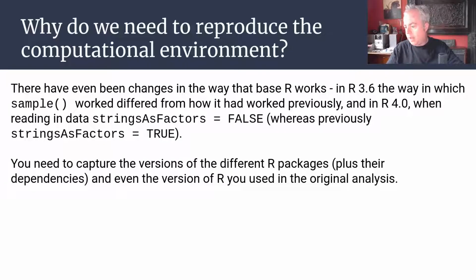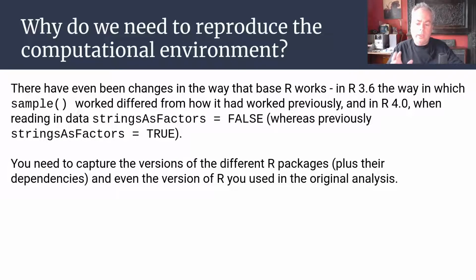And then when R moved to R 4.0, one of the default parameters associated with reading in data was actually changed from false to true. And this basically meant that some of the code that you might have written to read in your data that used to work perfectly previously now needed an extra line of code or an extra explicit parameter being set in order to reproduce the same result that you had previously. So these are kind of issues with R.